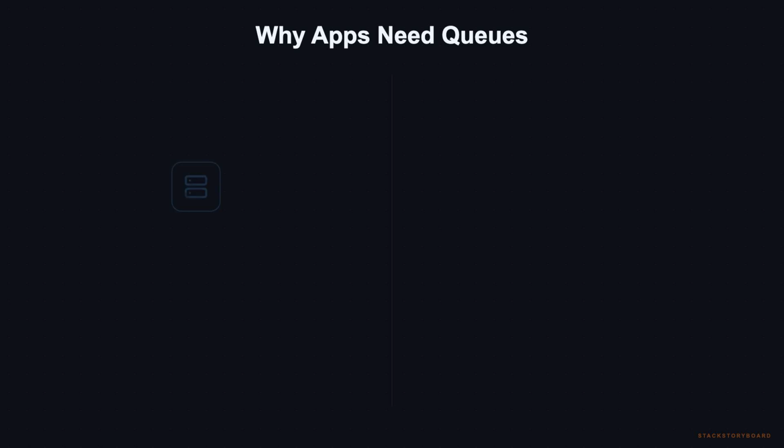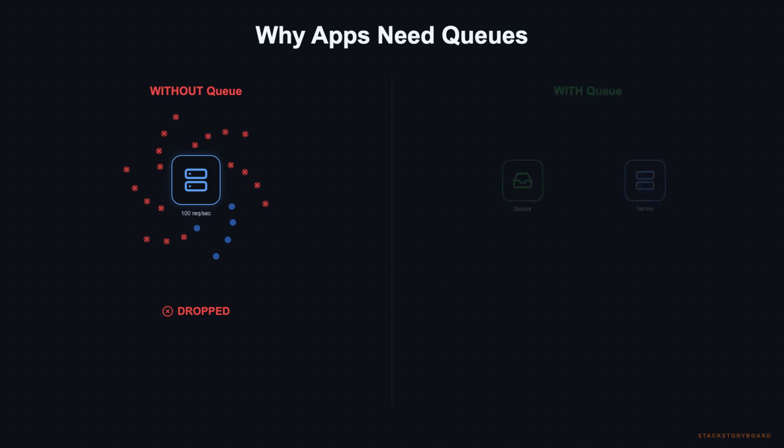But why can't apps just handle requests directly? Here's the problem. Your food delivery app. Lunch rush hits, 10,000 orders at noon. Your server handles 100 per second. Without a queue, those extra requests just disappear. Error messages, failed orders. With a queue, every request gets saved. They wait in line. Your server processes them at its own pace. Nobody gets dropped.